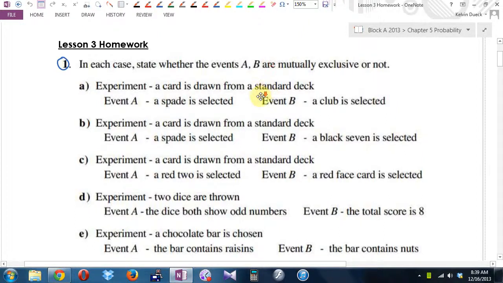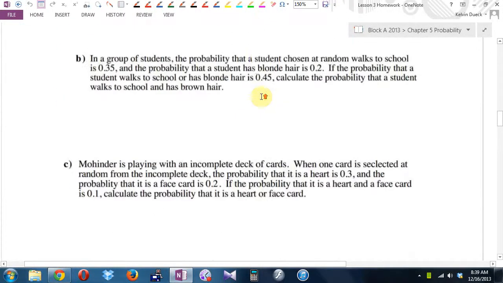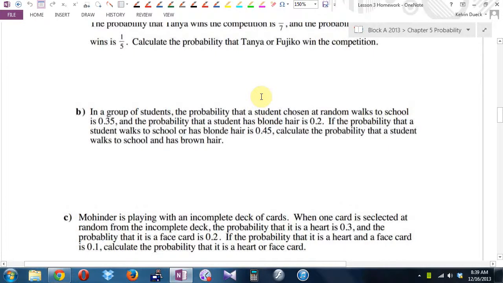So going over questions from last day, someone asked for 5B. In a group of students, the probability that a student chosen at random walks to school is 0.35. I'm going to write that as follows: the probability of W is 0.35. Is that okay, Silka? I've written something down.